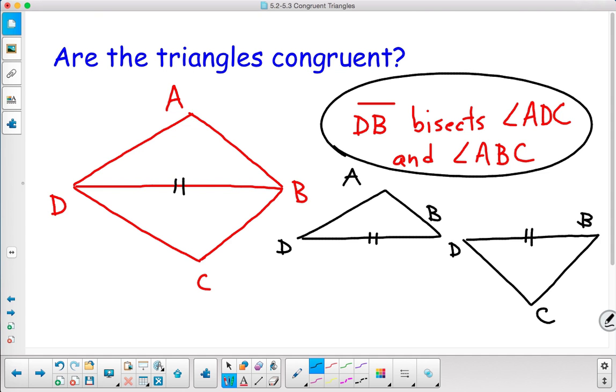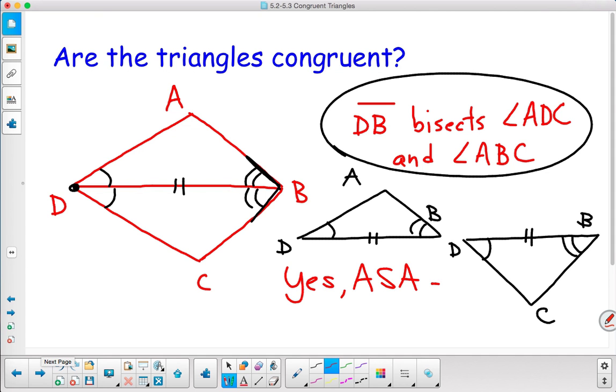Okay, so if we're cutting angle ADC in half, that means ADB and BDC are the same. We're also bisecting angle ABC on the right-hand side. So if this angle is cut in half, then these two are equal. When we get that into our separate triangles, are you seeing angle, side, angle again? By angle, side, angle congruence, we do have two identical triangles.